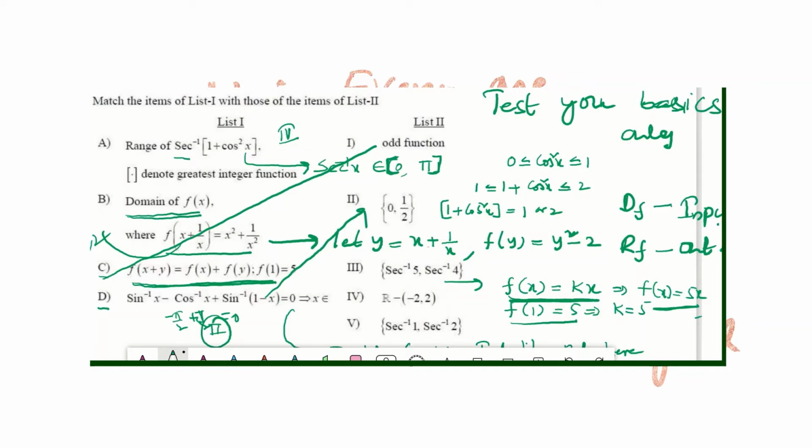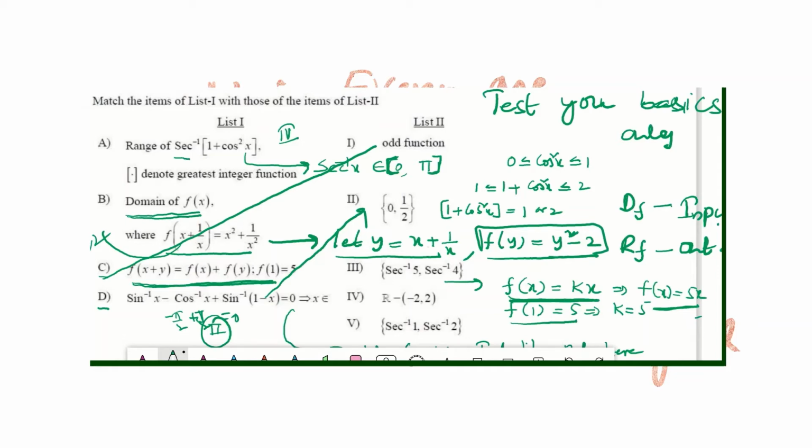And when you come to the second bit, the domain of f of x, something different here. I want to get the original function. For that, I am replacing this expression x plus 1 by x by some y. So I am transforming into another symbol here. Let y equal x plus 1 by x. So what I am getting is f of y equals y squared minus 2. This is the new function, but where y is given by x plus 1 by x.